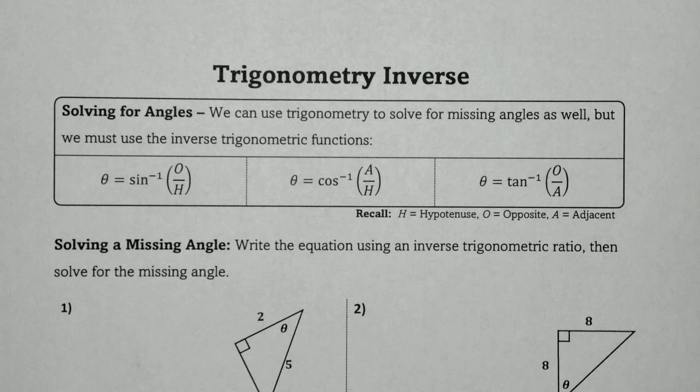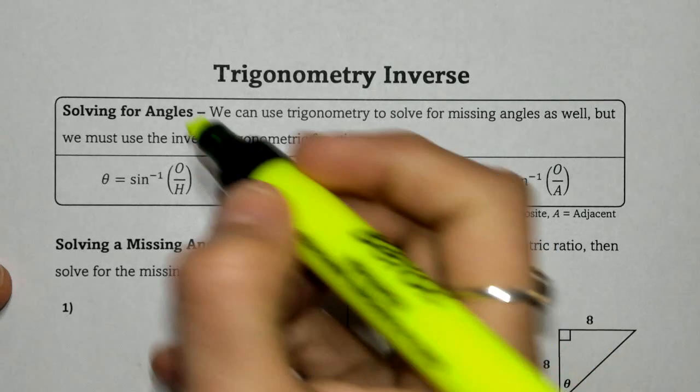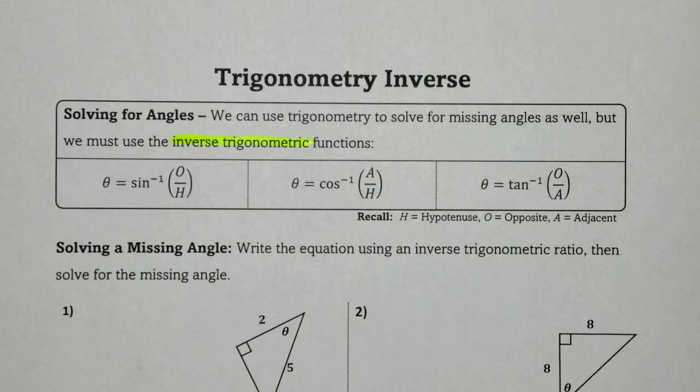All right, this video is going to be on the trigonometry inverse. So instead of the trigonometry basics where we're looking for a missing side, we're now looking for a missing angle. We're looking for theta, okay? So here we're going to be using inverse trigonometry, which is a button.